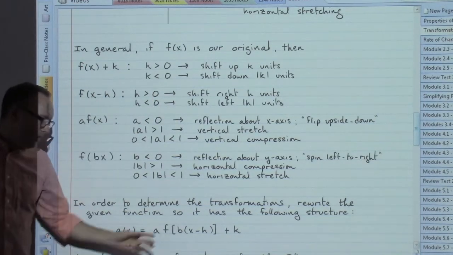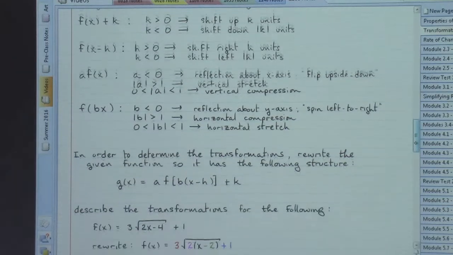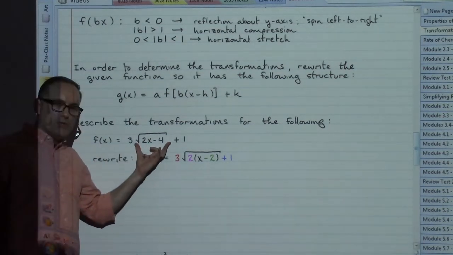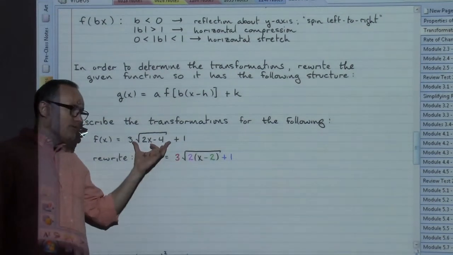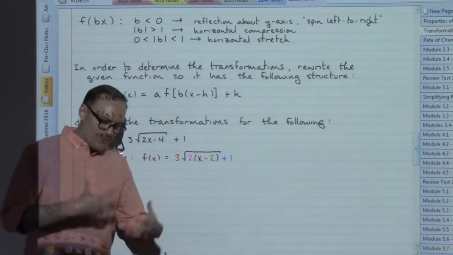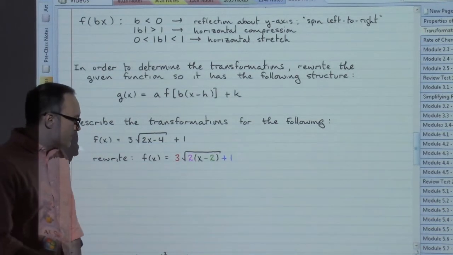So let's take a look at some examples where we can see these sorts of things happening in actual functions. So let's start with this function f of x equals 3 square root of 2x minus 4, plus 1. Notice the pause there after the end of that square root. It gave a nice little pause before I said the plus 1. It's one of those things when you're talking about stuff so that there's hopefully less confusion with people hearing things.